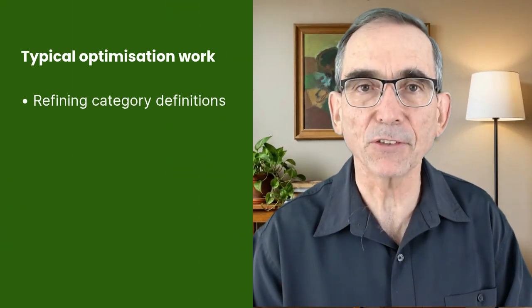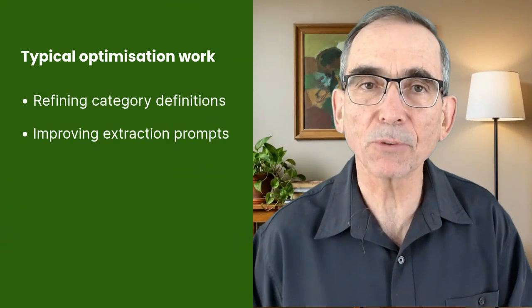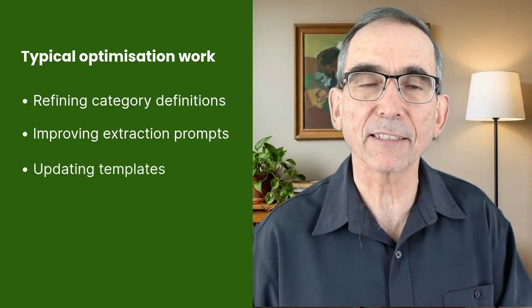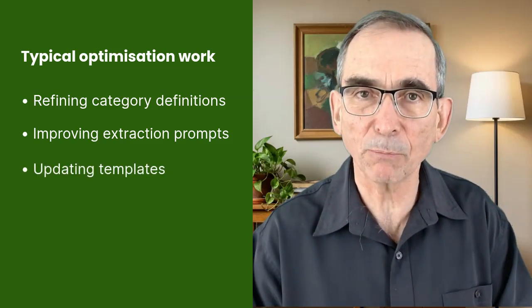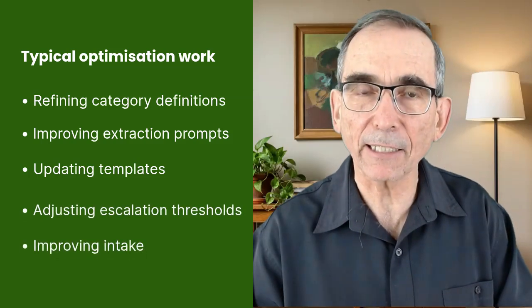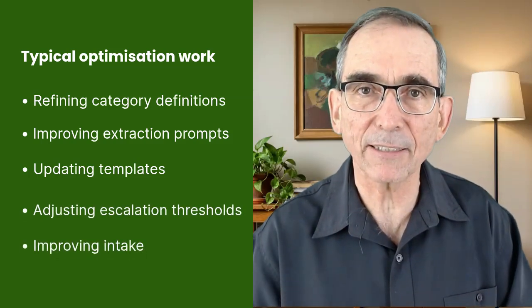So optimization is not an endless cycle of tinkering. It's targeted improvement based on evidence. Typical optimization work would include refining category definitions, improving extraction prompts so that key fields are captured more consistently, updating templates so drafts match the business's preferred language, adjusting escalation thresholds, and improving intake so fewer requests arrive with missing details. The goal is that the workflow becomes easier to run over time: fewer exceptions, less rework, and clearer next actions.